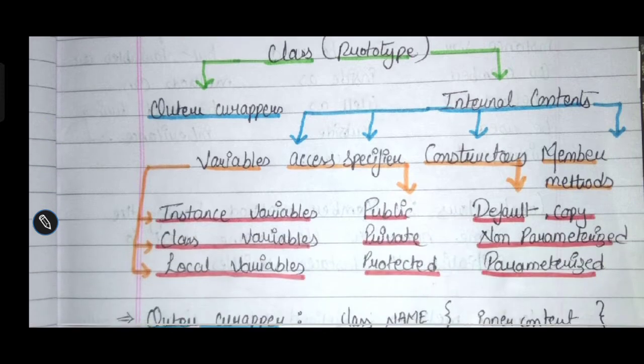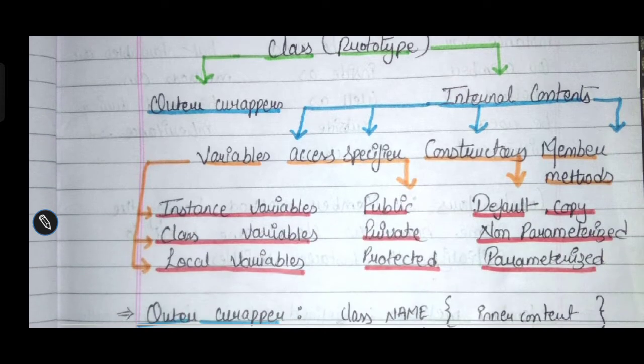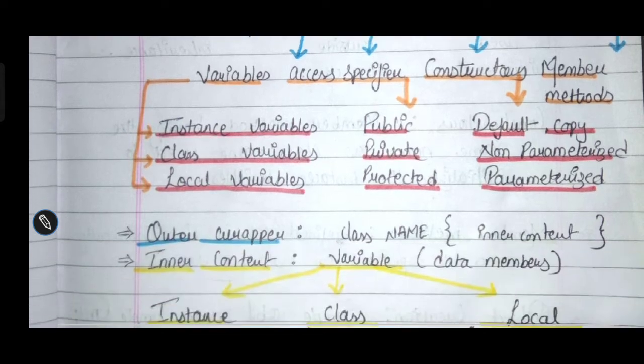Variables are of three types, that is instance variable, class variable, and local variable. Access specifiers are also of three types: public, private, and protected. Constructors are of four types: default constructor, copy constructor, non-parameterized constructor, and parameterized constructor. So let's talk about the outer wrapper.